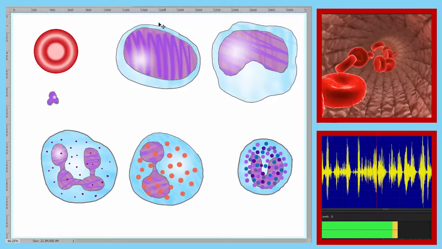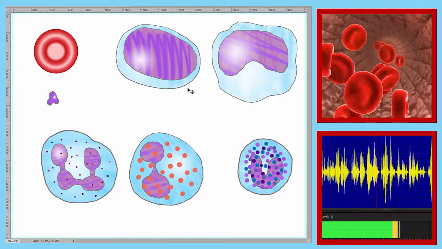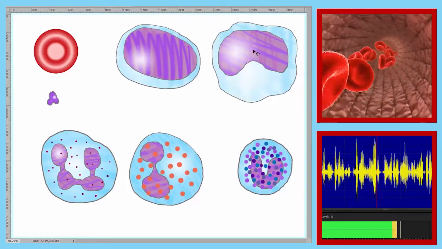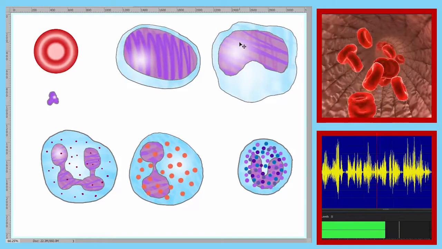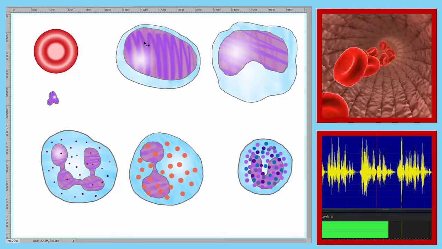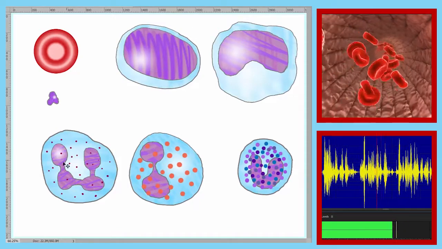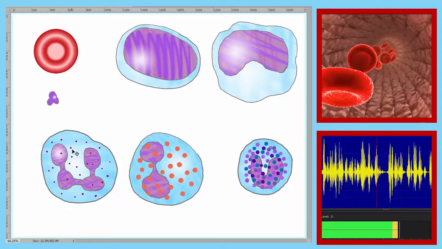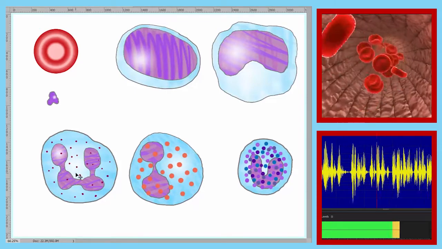The third one here is a large cell that has a very thin rim of cytoplasm and a huge ovoid nucleus. The fourth cell is a little larger. The nucleus is large, can be U-shaped or S-shaped, and it has a larger cytoplasm. These cells have no granules in them. These next 3 cells all have granules. The first one has a multi-lobe nucleus with small reddish granules. This nucleus can have 3 to 5 lobes.